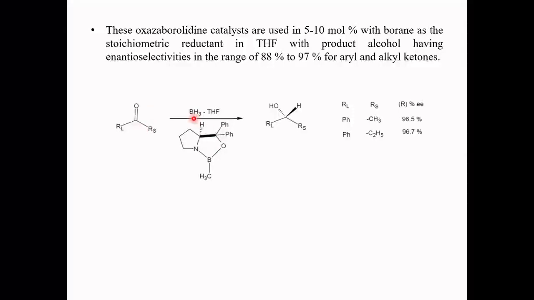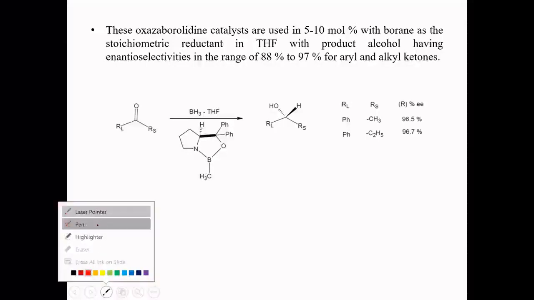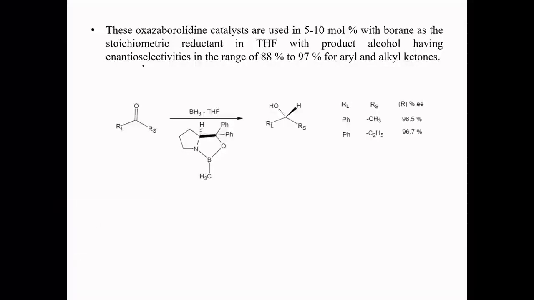Here the catalyst will decide whether the attack will take place from the top side or bottom side, because somewhere this BH3, which you are using as reagent, it will be complexed with this nitrogen, and that will decide whether the reactivity will take place from the top side or bottom side. So the stereochemistry of this catalyst will decide the attack. Here if you see the larger group, generally the phenyls are taken, and the smaller groups are methyl or ethyl. You can see more selectivity is observed when you are using more bulkier groups.